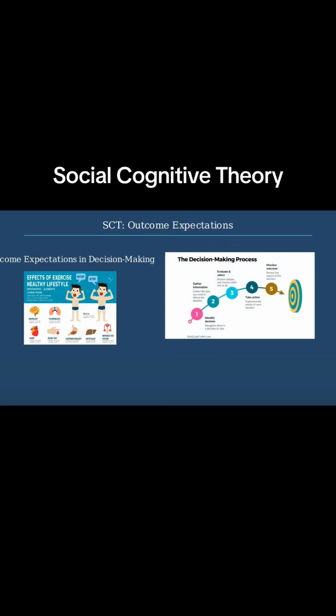For instance, if you expect that exercising will lead to increased energy, better sleep, improved mood, weight management, and reduced health risks, you're more likely to exercise regularly. Outcome expectations play a crucial role in the decision-making process. When deciding whether to adopt a behavior, individuals evaluate and select options based on anticipated outcomes.